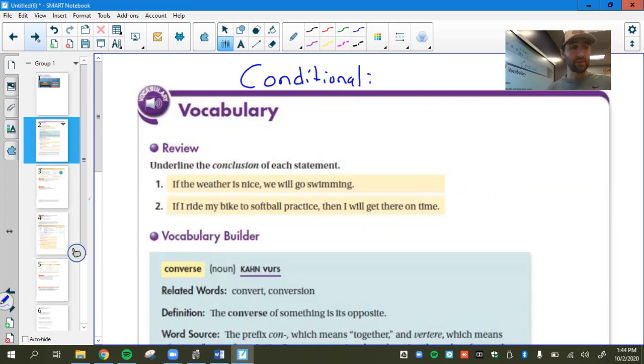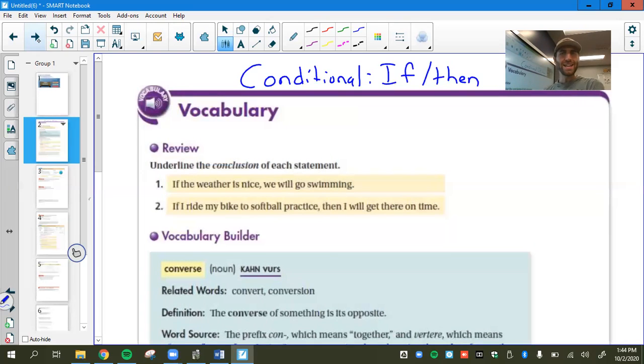When we think of conditional statements, we should be thinking if ... then ... All right, so that's those statements. So we can see the first couple here. If the weather is nice, then we will go swimming. If I ride my bike to softball practice, then I will get there on time.